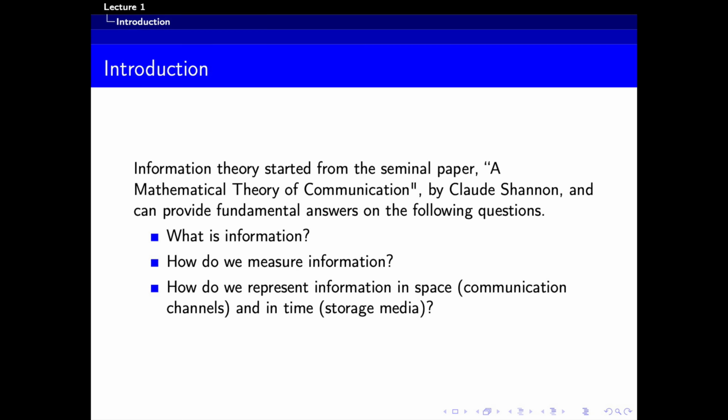Then we said the original version of information theory is to answer two questions. One is how to represent information in space, and the other is how to represent information in time. The first one is related to communication theory, which means how we can communicate information from one location to another. The other is representing information in time, which means storage. How can we record all the information or all the data?